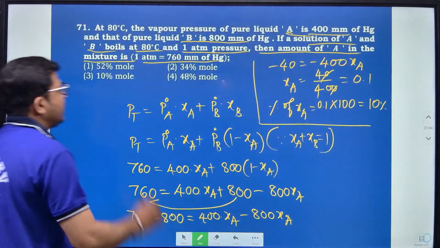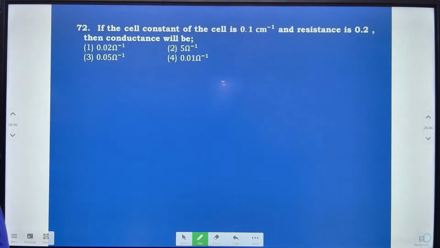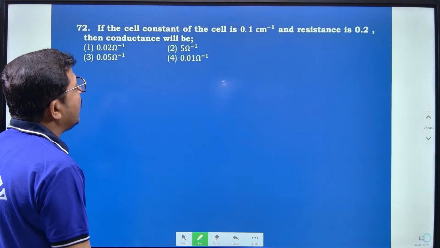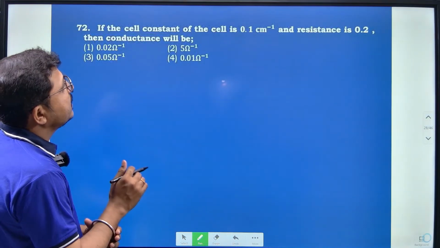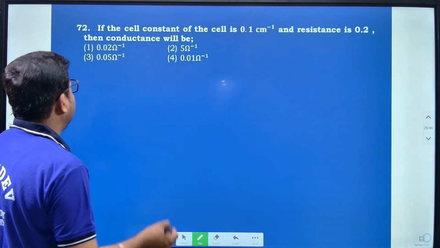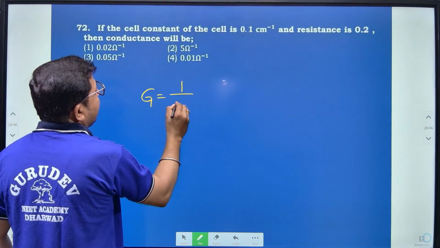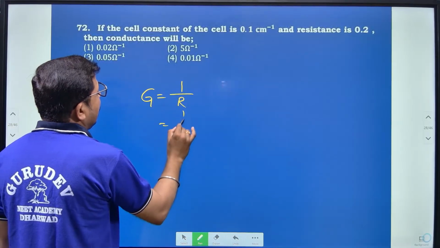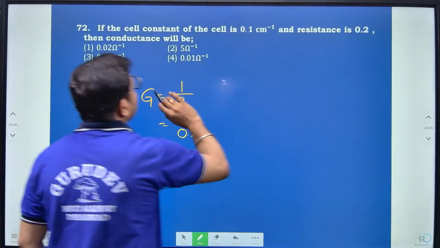Therefore, the right option is 10% mole. Let's move to question number 72. If the cell constant of a cell is 0.1 per centimeter and the resistance is 0.2, then conductance G is equal to 1 by R, that is 1 divided by the R value, 0.2, right?